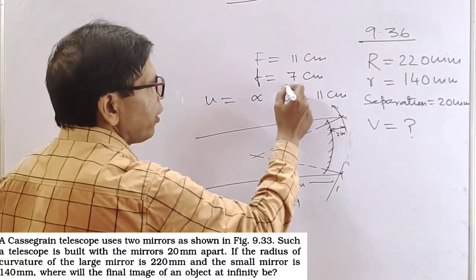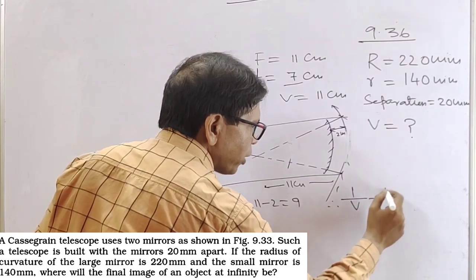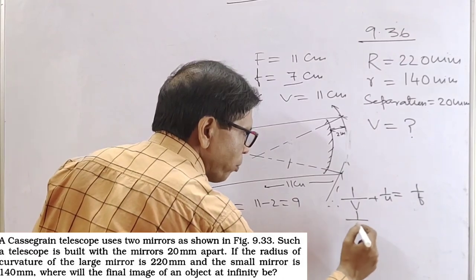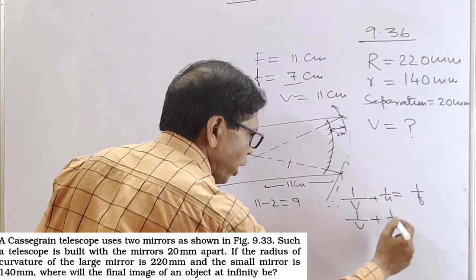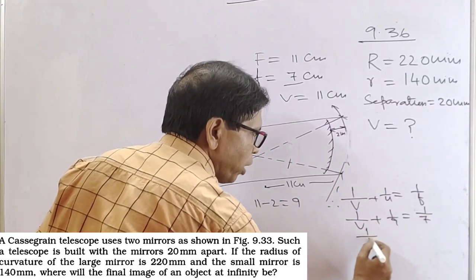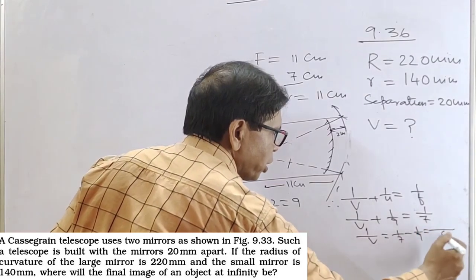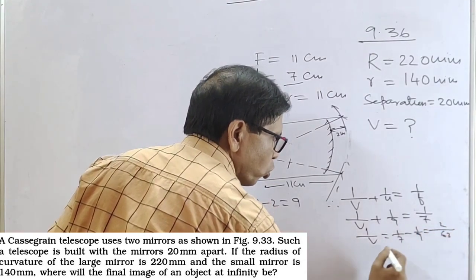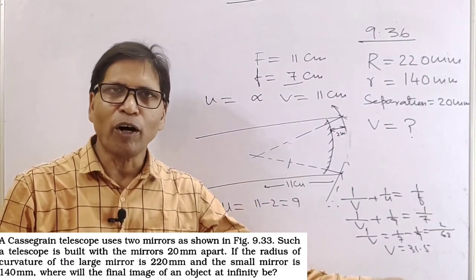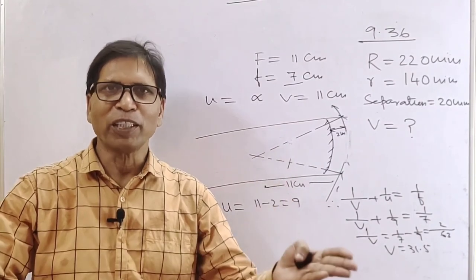The focal length is 7. Using 1 by v plus 1 by u equals 1 by f, 1 by v plus 1 by 9 equals 1 by 7. So 1 by v equals 1 by 7 minus 1 by 9, LCM 63, which is 2 by 63. So v equals 31.5. The final image is formed at a distance of 31.5 cm from the convex mirror.